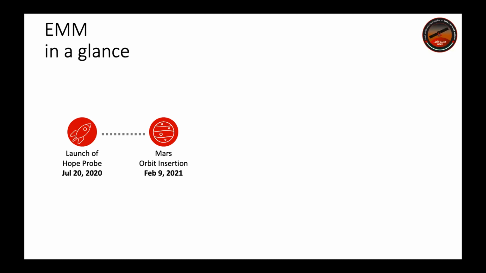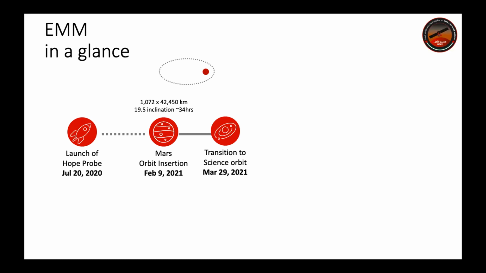When we were captured in Mars orbit, we were at an orbit of 1,000 kilometers by 42,000 kilometers, with around 19.5 degrees inclination, and the duration of the orbit at that time was around 34 hours. We stayed there to do calibration activities for the instruments and check the health of the spacecraft and its systems. And after that, we went into transition to science orbit.